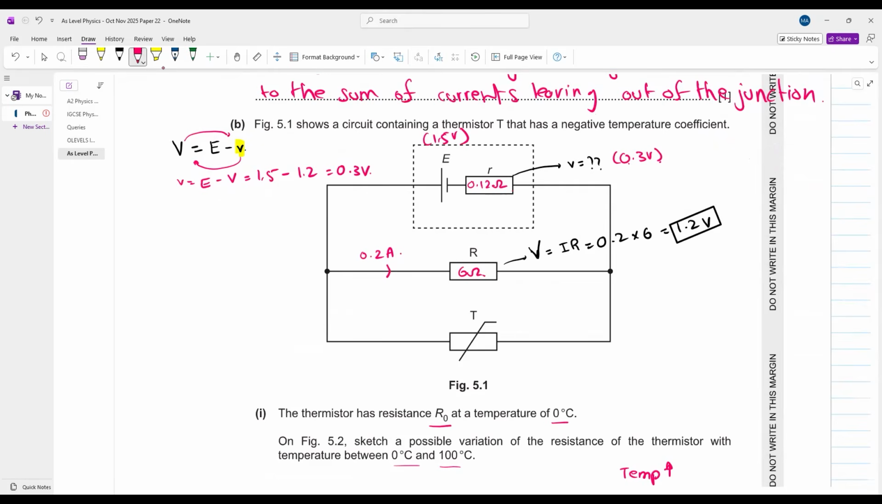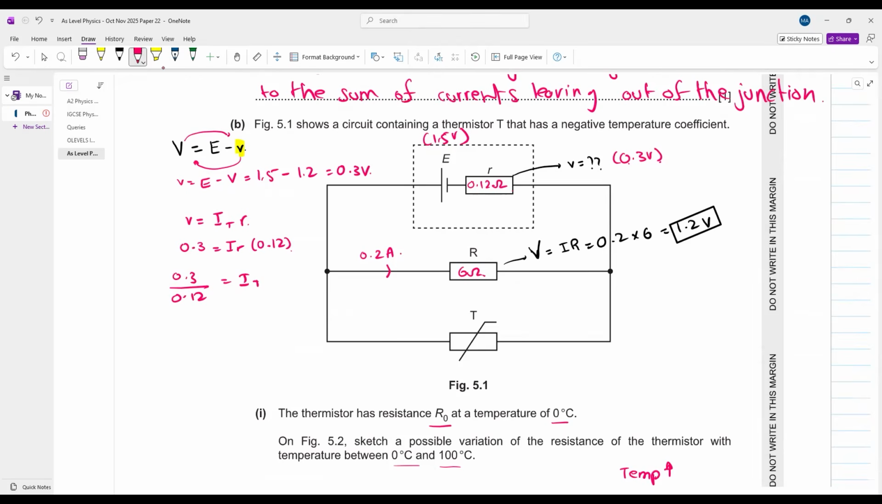Can you calculate the current in the cell? Yes. V is equal to I total into R. What is the voltage in the internal resistance? 0.3. You have to calculate the total current in the cell. Resistance is 0.12. Divide. 0.3 divided by 0.12 is equal to your total current.